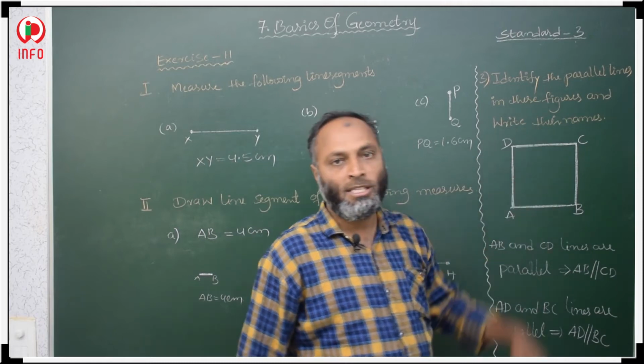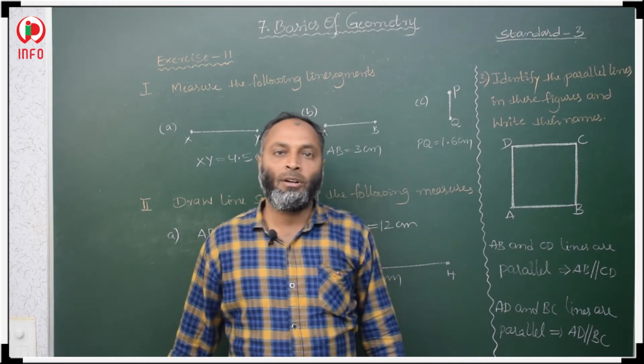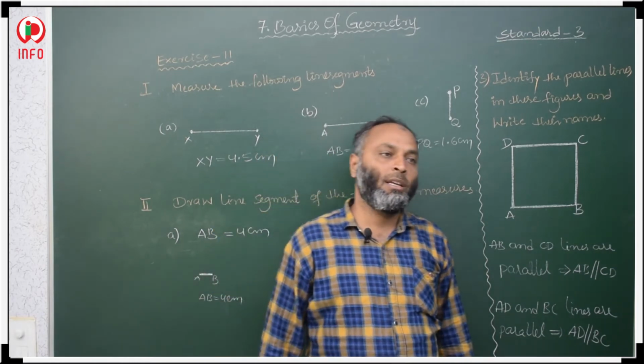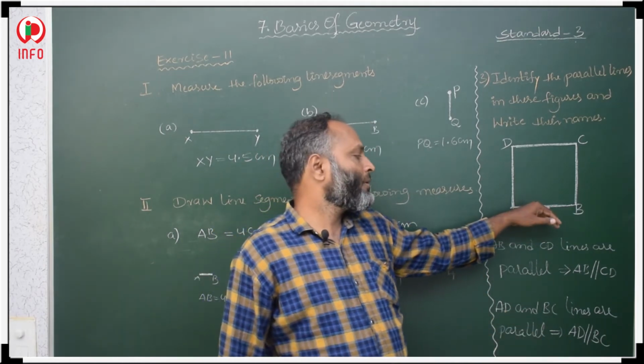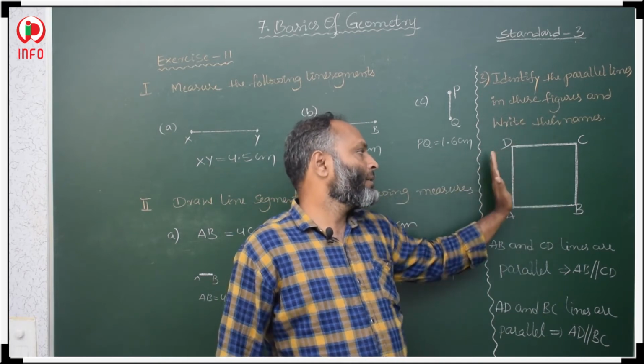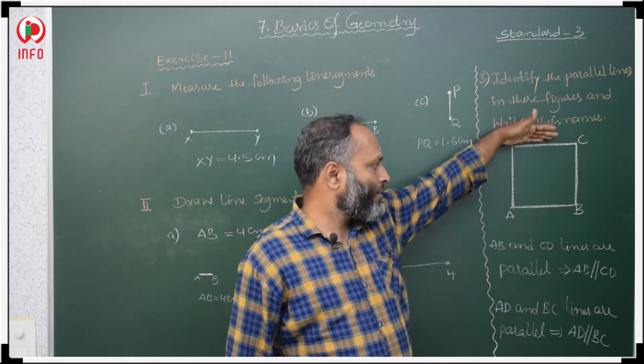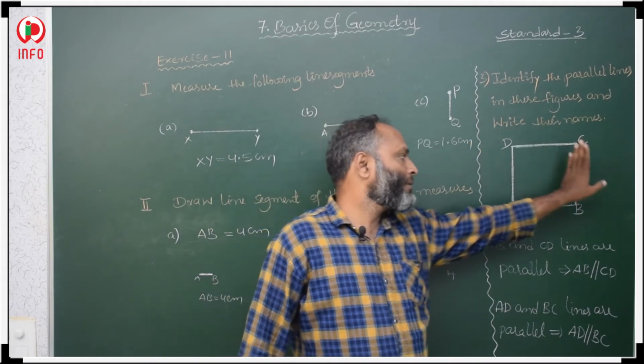Parallel means the distance between the lines is the same, or the lines which do not intersect are parallel lines. So two pairs of parallel lines were there. This and this are parallel, and this and this are parallel. AB is parallel to CD and AD is parallel to BC.